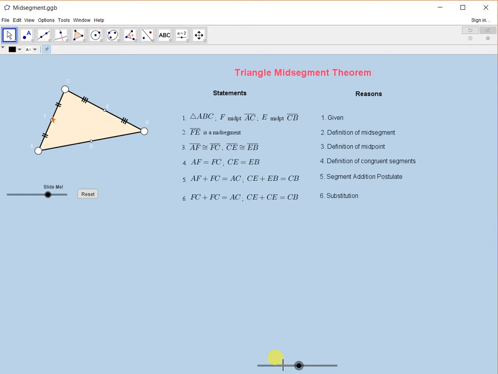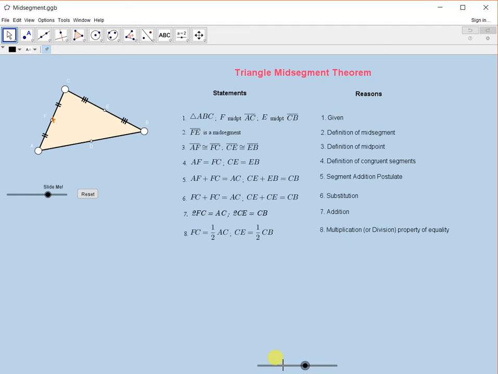Using substitution, since AF is equal to FC, we can just do a substitution so that we have FC plus FC is equal to AC. CE plus CE is equal to CB. Again, we're using the substitution based on step number 4. From here, we're going to do a combination of like terms. So we can use addition. FC plus FC becomes 2FC, and CE plus CE becomes 2CE.